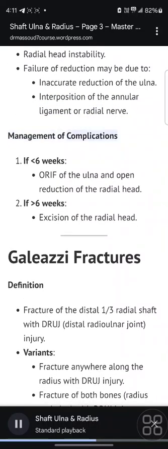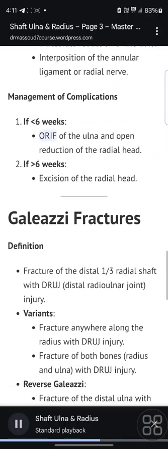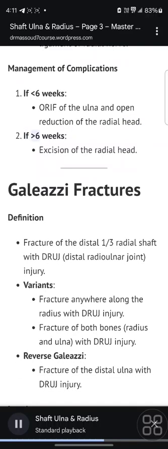Management of complications. 1. If less than 6 weeks: ORIF of the ulna and open reduction of the radial head. 2. If greater than 6 weeks: excision of the radial head.